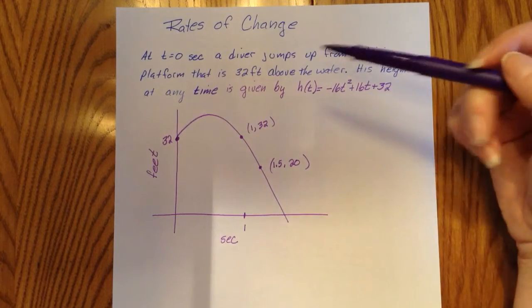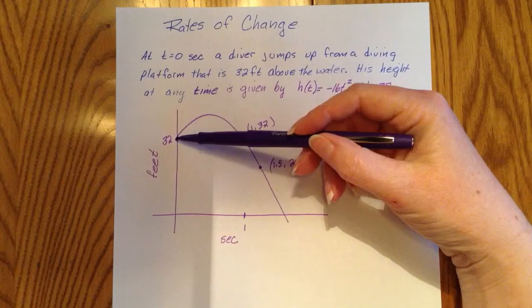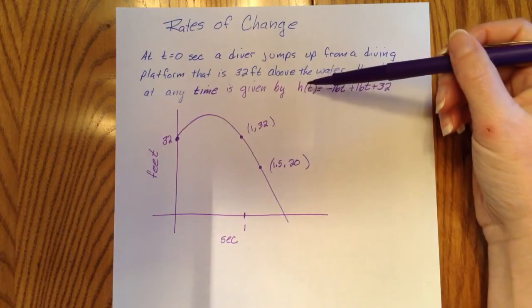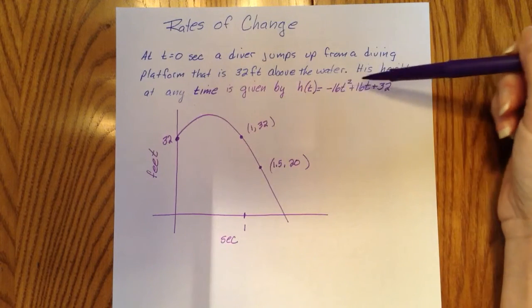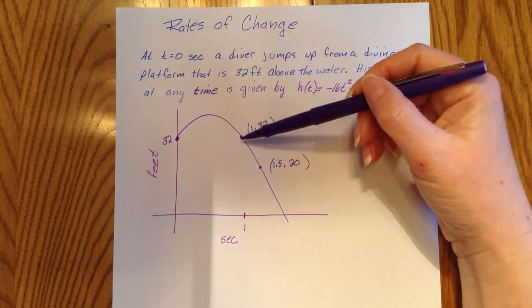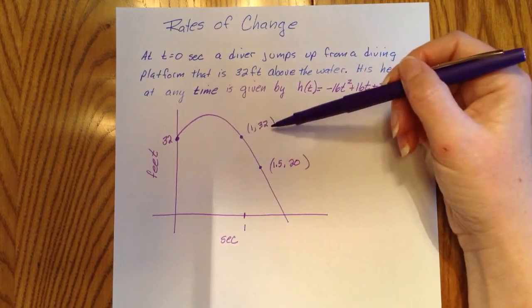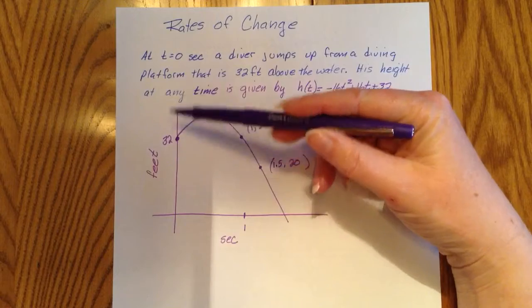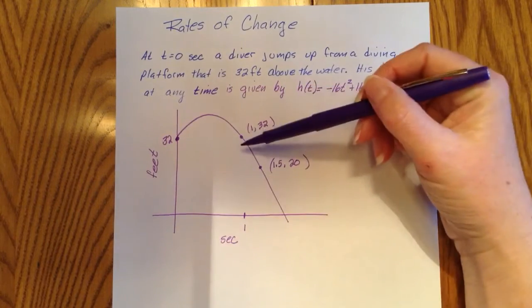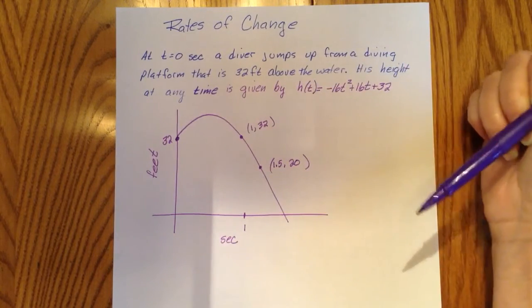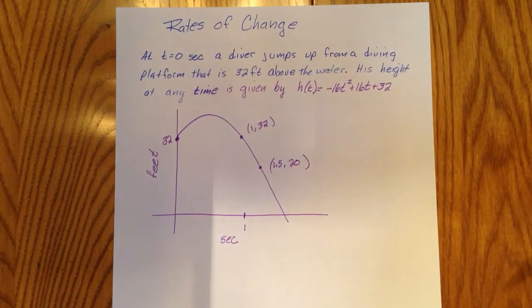So here's our little story. At time 0, here's his height, 32 feet. If we plug 1 into this, you'll notice negative 16, positive 16 cancel, you get 32. So 1 second in, he's back to a height of 32. He jumped up into the air and then he started back down again. One second in, 32.